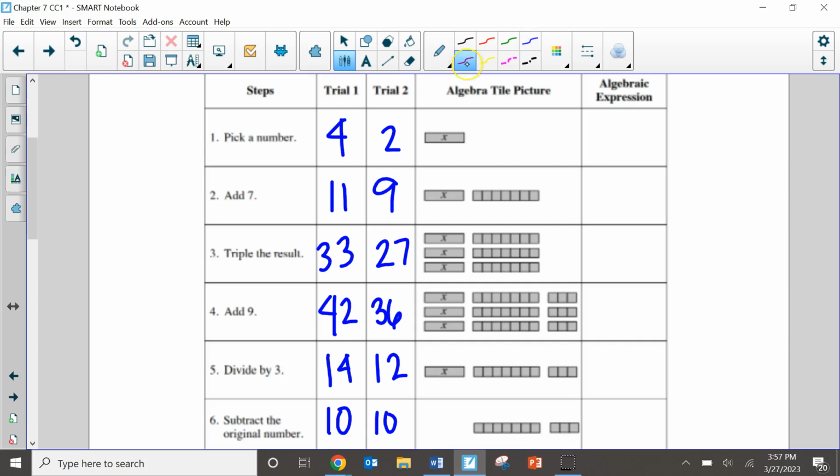So here it says algebraic expression. We just have an x. Okay, remember, we don't know what that person's going to choose, so we define an unknown number with a variable. So we're going to kind of build off it each step. So the next step says to add 7. So I'm adding 7 to whatever number they chose. So that's why I would write x plus 7.